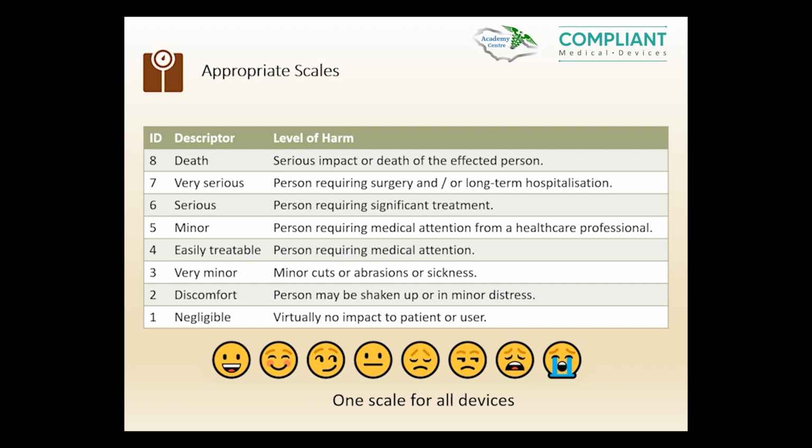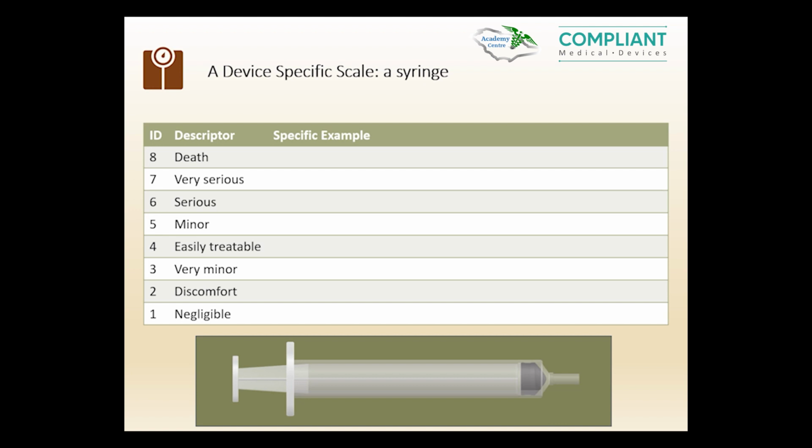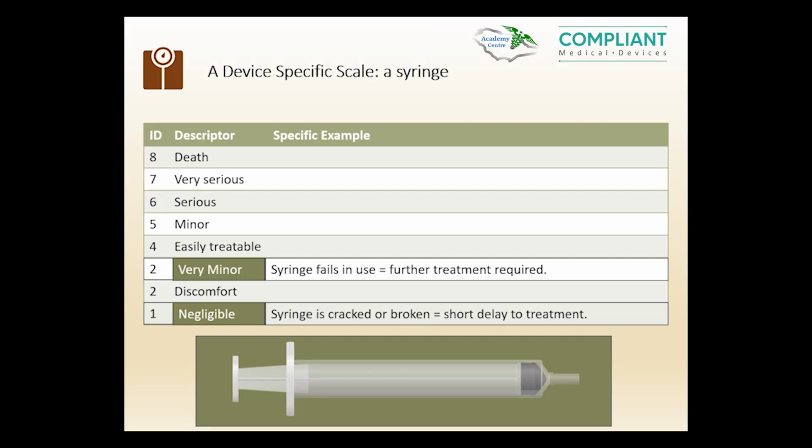Let's look at the severities of harm capable of being caused by a syringe. If the device is found to be cracked or broken, there will be a delay to treatment. This is negligible harm, as the medical professional will simply take another syringe from the box. The syringe seal could fail during use. An underdose would be delivered and there'd be a mess to clean up. The medical professional would have to start again and estimate the balance of the required dose. This would still be a very minor harm.